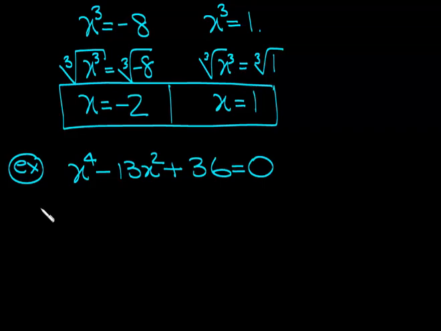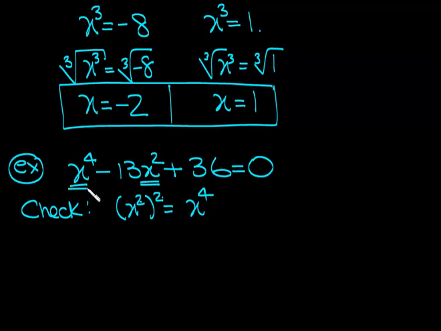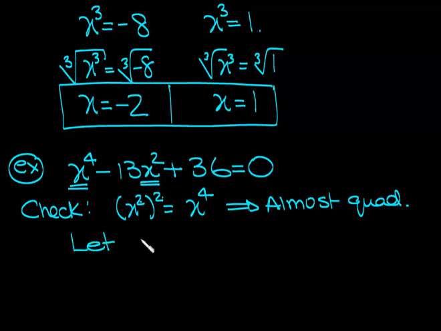So let's check it. How do we check? We take the middle term variable, which is just the variable, which is x squared, and we square that. So 2 times 2 is 4, so we get x to the 4. If that happens to be the first term variable, we're good. So this is almost quadratic. Okay. If you know it's almost quadratic, we need to make a substitution. So we can go let the new variable z equal to the middle term variable, x squared.